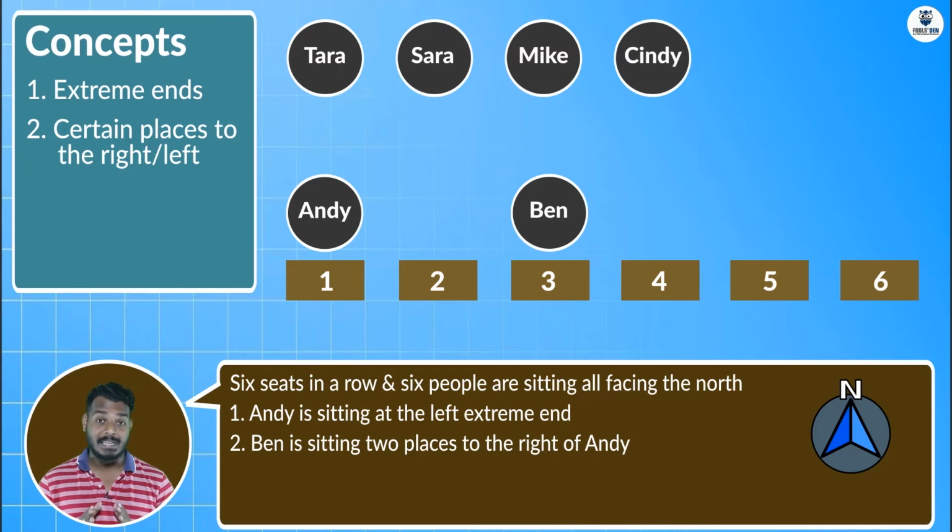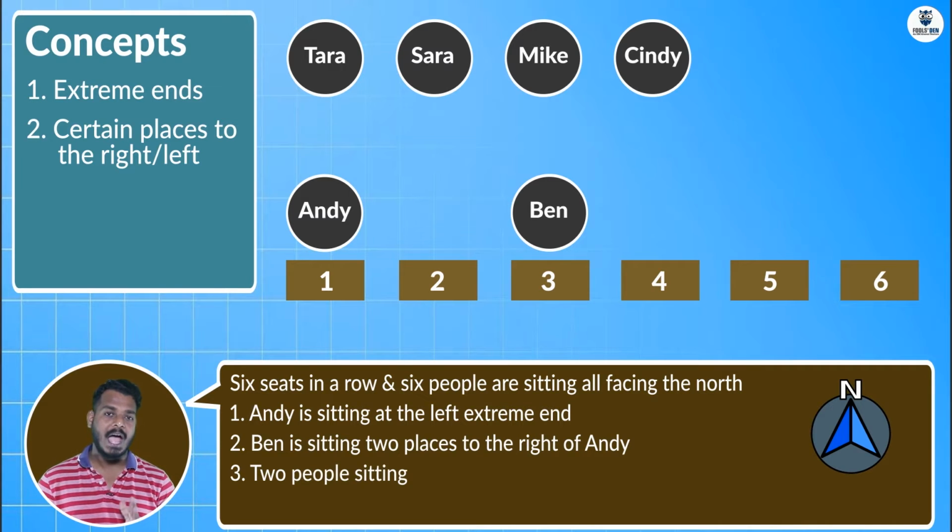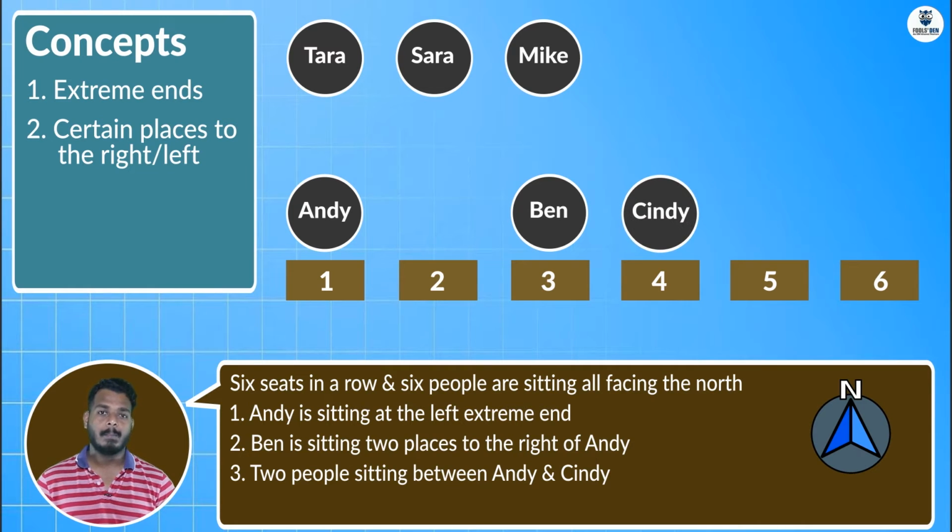A common mistake is some students make Ben sit at seat number 4. Please do not commit this mistake. Now say the next condition is that there are 2 people sitting between Andy and Cindy. In this case, Cindy would occupy seat number 4 because there are 2 persons between them. That means seat number 2 and seat number 3. These 2 people are the 2 persons who are sitting between Andy and Cindy.